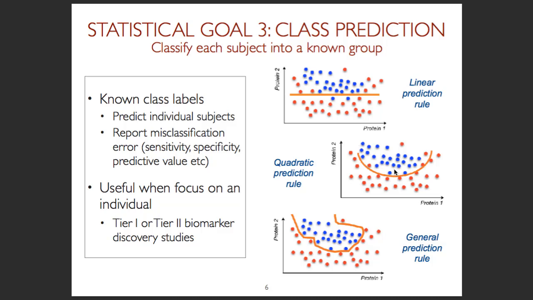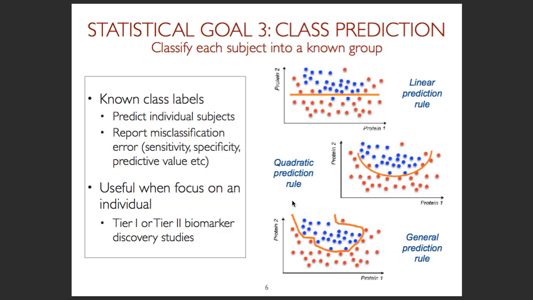And so methods that you would use for this are logistic regression, classification trees, random forest, support vector machine, deep learning, you know, things like that. And the readouts they will provide will be very different. So these will not be p-values, but things such as sensitivity, specificity, positive predictive value, and so on. And typically these methods require a fairly large sample size.